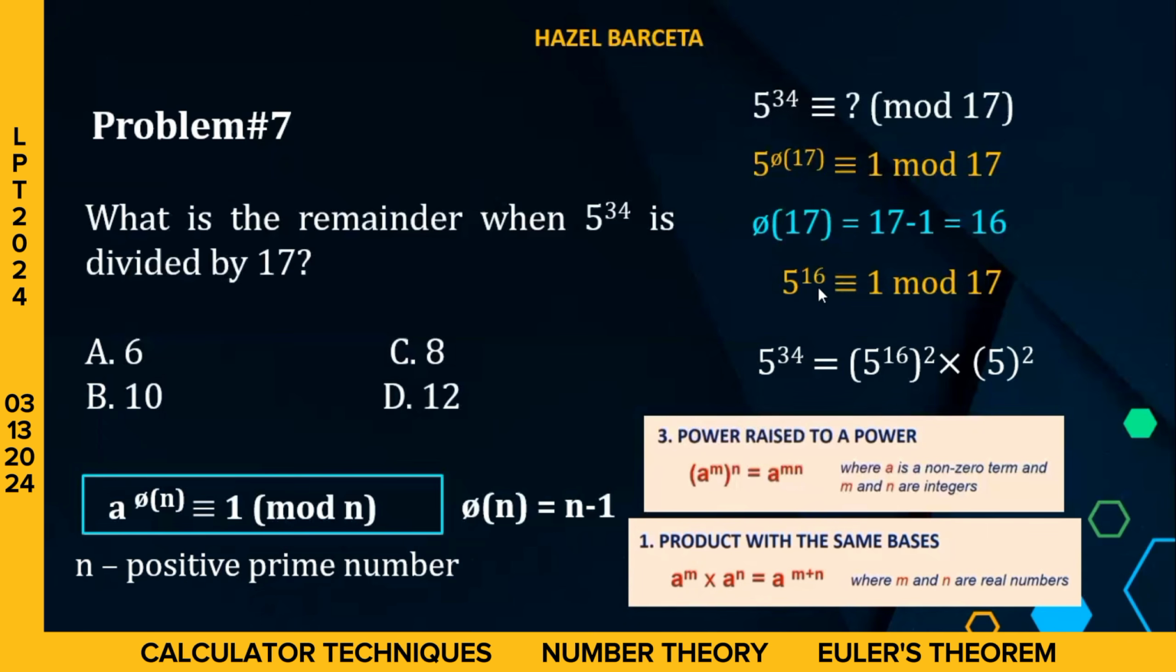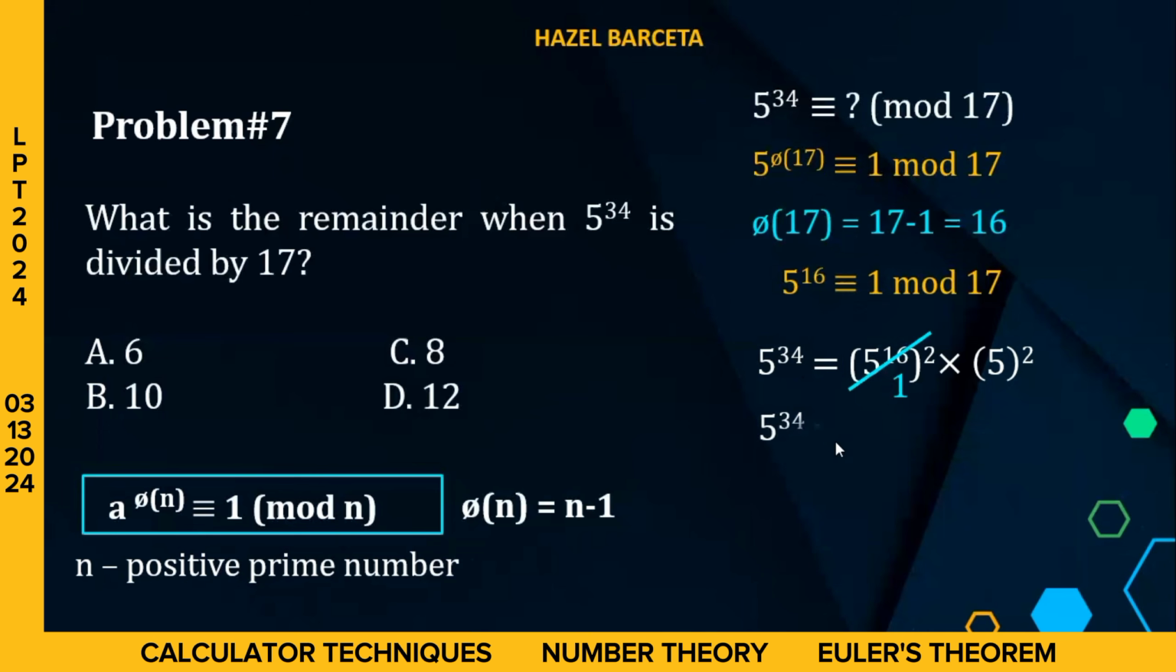Applying 5 raised to 16 is congruent to 1 mod 17. The remainder is 1. Hence, 5 raised to 16 is equal to 1. And 1 times 1, or 1 squared, is equal to 1. And what remains is 5 squared na lang po. So, yung 5 raised to 34 ay na-simplify na po natin, naging 25 na lang.